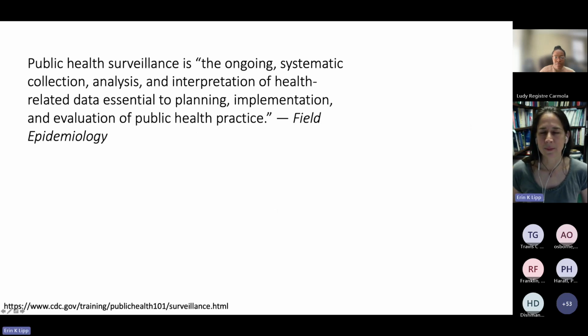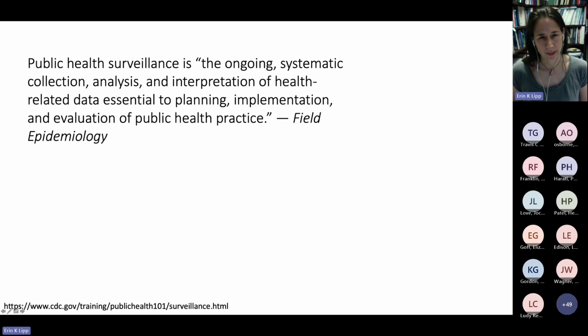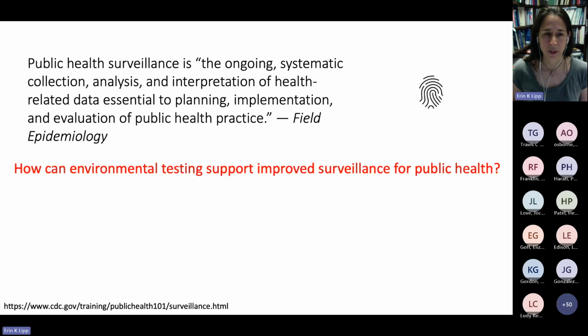All right, so let me just start with something that you all know working in the public health field. What are we saying when we're talking about public health surveillance? The classical definition is the ongoing systematic collection, analysis, and interpretation of health-related data essential to planning, implementation, and evaluation of public health practice. And this has traditionally been at the level of an individual seeking treatment, seeking healthcare, being screened. It's very much an individual level that then moves to the population.